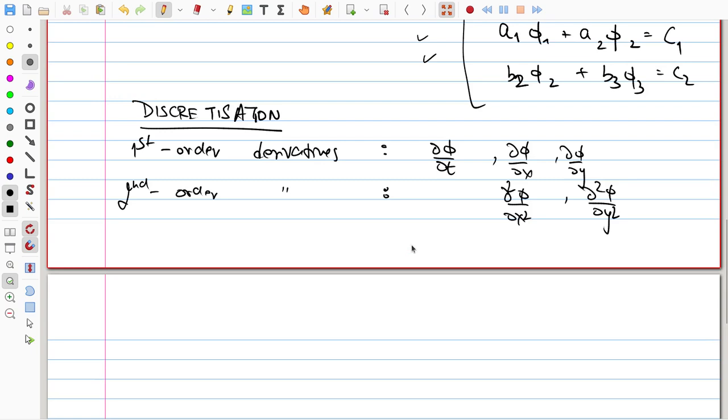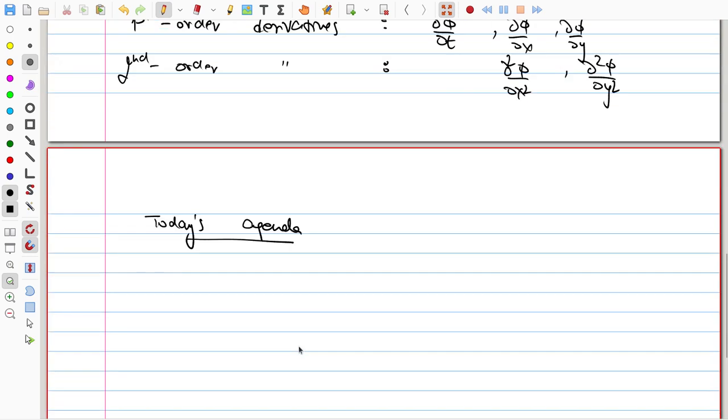Is the pace all right? Okay. So these are very fundamental ideas. You just know them, and I am just stating them. There is nothing new that we have started yet today. So today's agenda will be to convert these derivatives to discrete forms, that is, forms which have phi i's in them.